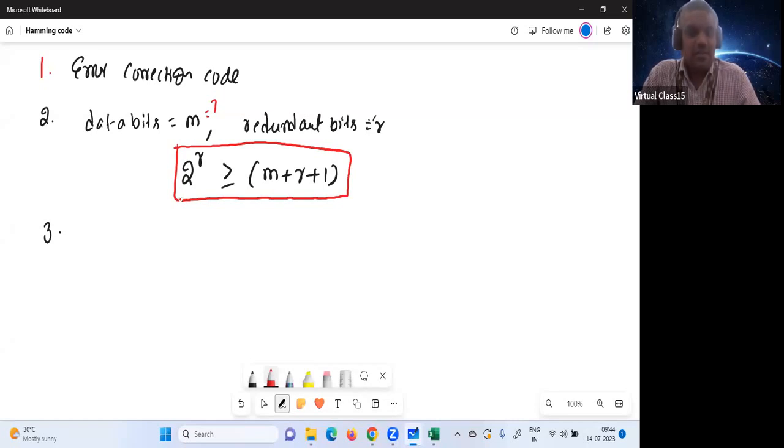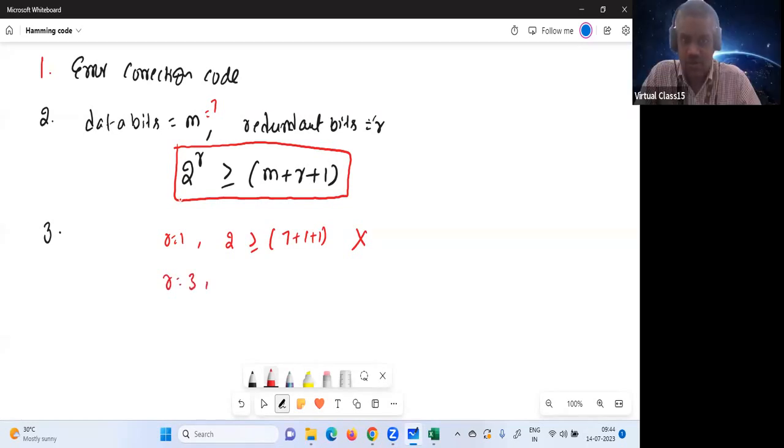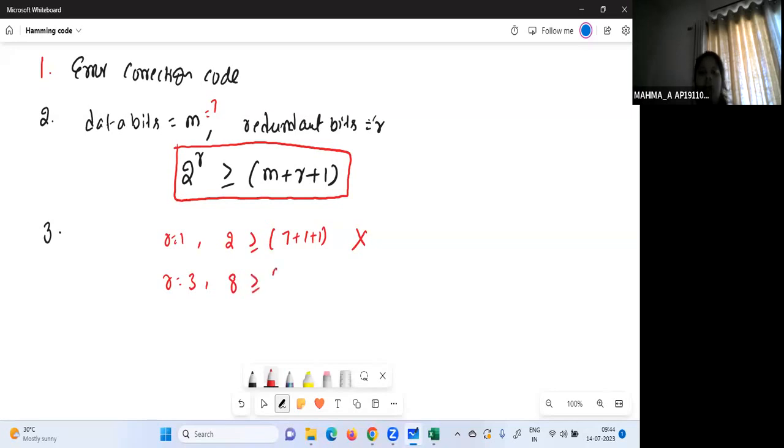The meaning is, now think about m equal to 7. Assume r equal to 1. What is the right hand side? 2 power r, 2 power 1, 2, greater than or equal to 7 plus 1 plus 1. So what is this value? This is 9. So this is in fact wrong, right? Now think about r equal to 3. Now what is the value of the left hand side? 8. Or the right hand side? 7 plus 3, 10, 11.